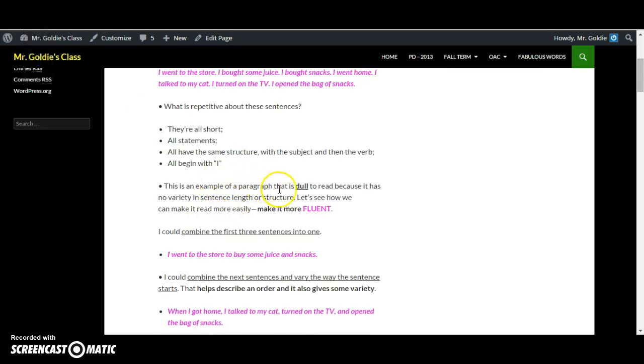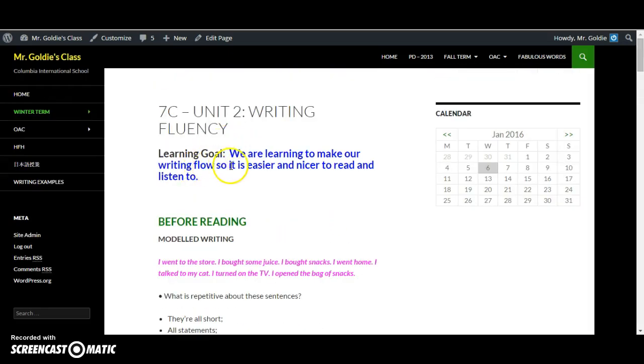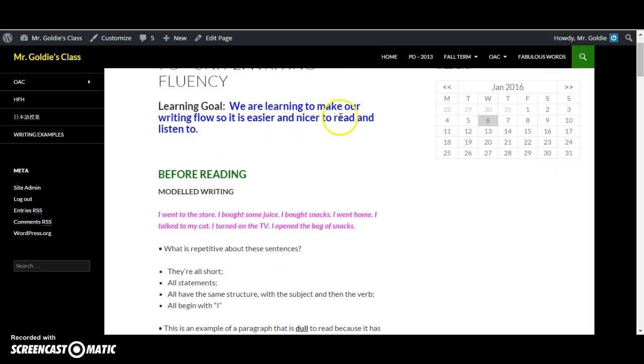This is an example of a paragraph that is dull, boring, dull to read because it has no variety in sentence length or structure. Let's see how we can make it read more easily. Let's try to make this more fluent. Make it flow so it's easier and nicer to read and easier and nicer to listen to.